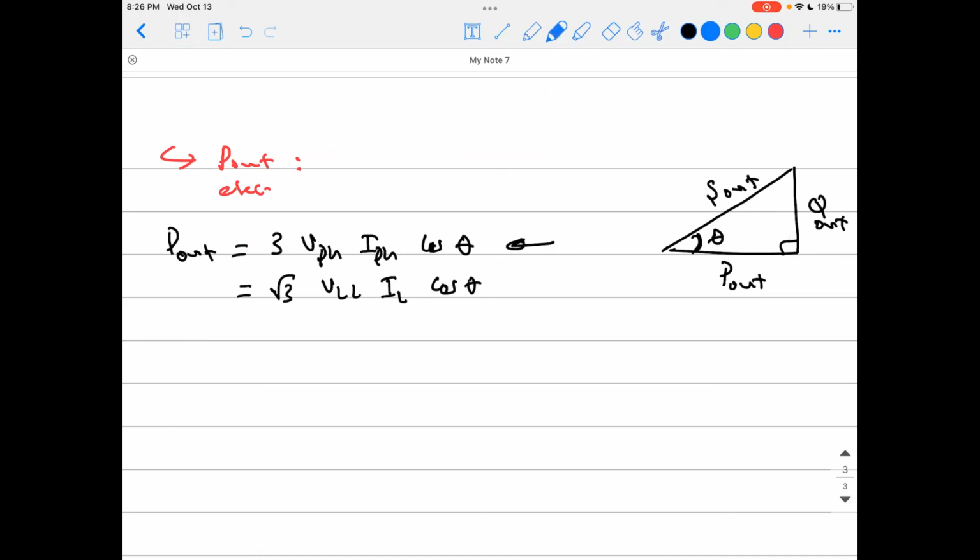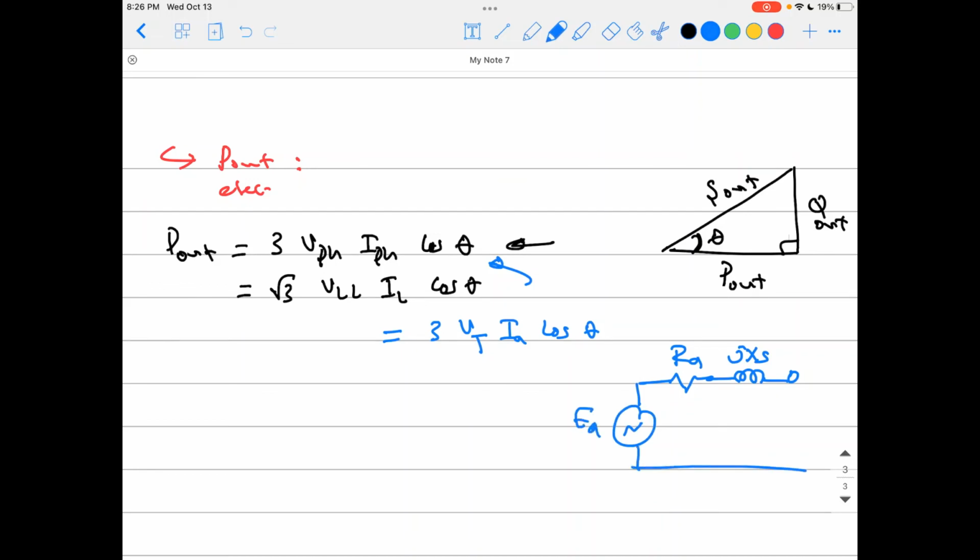If you use the same terminology used with our equivalent circuit, that should be 3 V terminal IA cosine theta. If you remember, we used the equivalent circuit like this, that is jXS, that is RA, and that is your EA, and here the V terminal, and here flows your armature current. All of those are phase quantities, single phase equivalent circuit, yeah? So this is how you calculate the power. It's in watts, and also times 3 because that's 3 phase. Never forget this, okay?